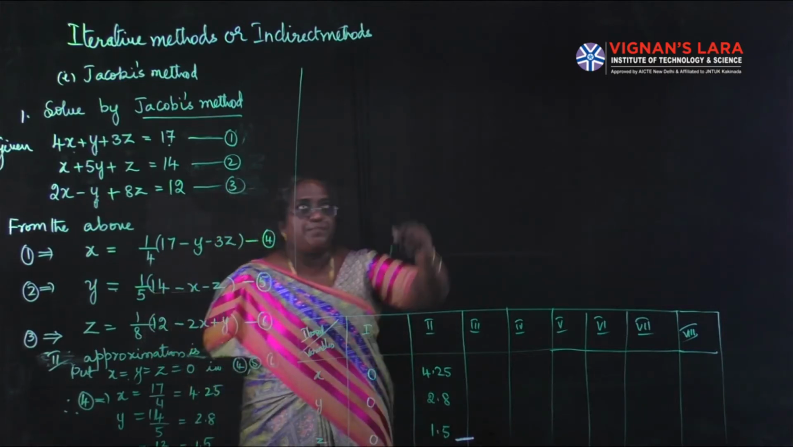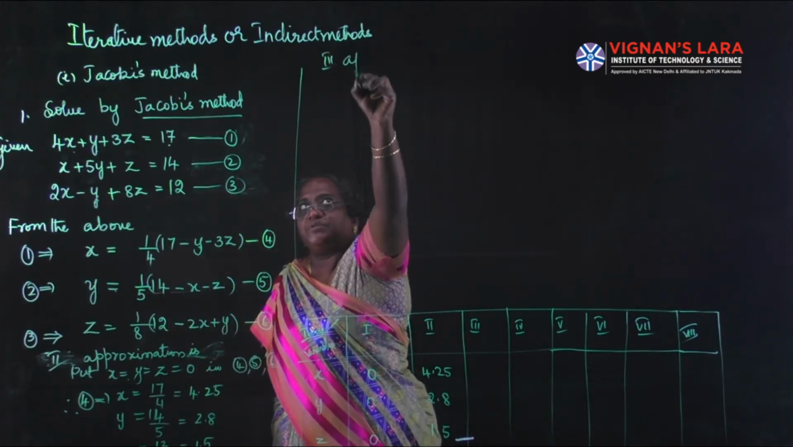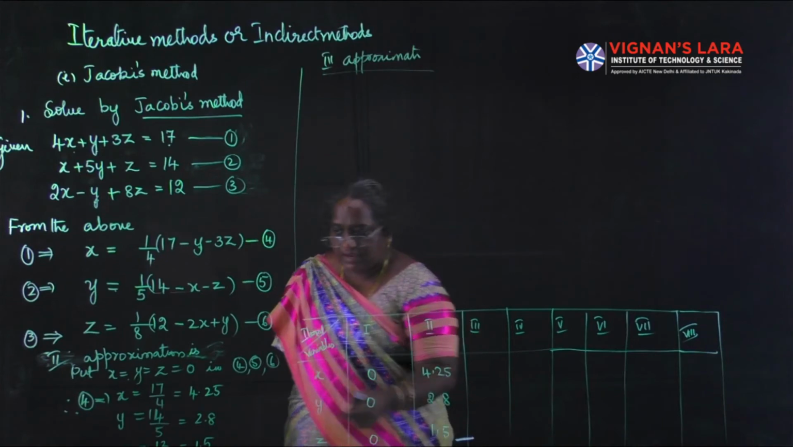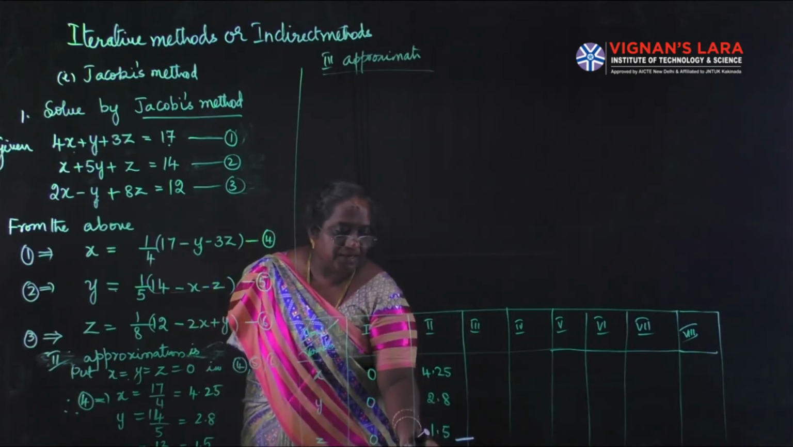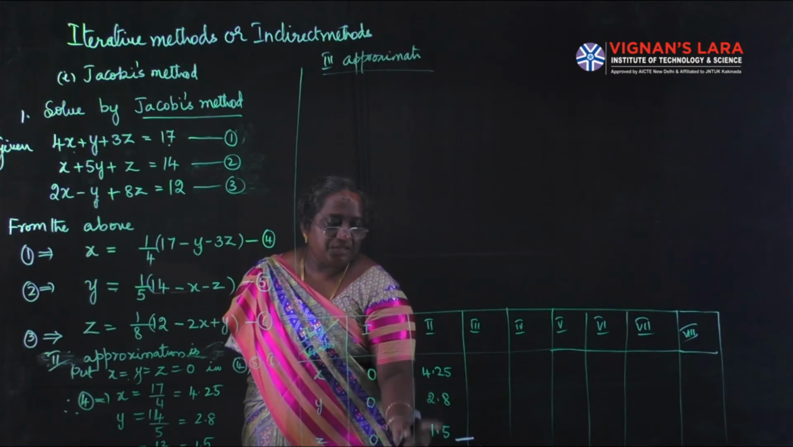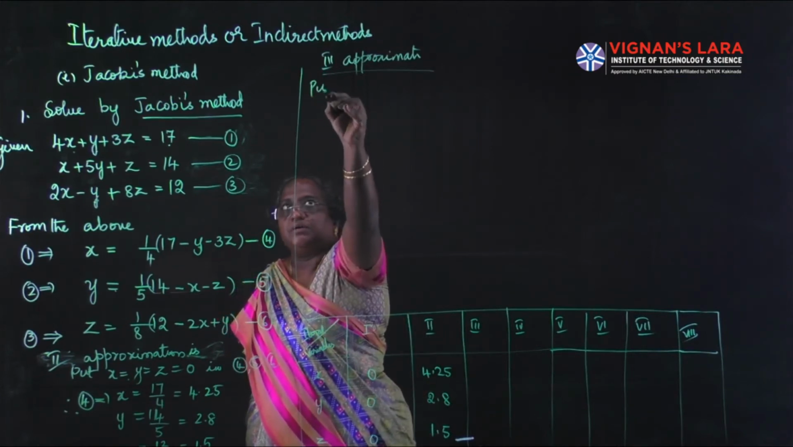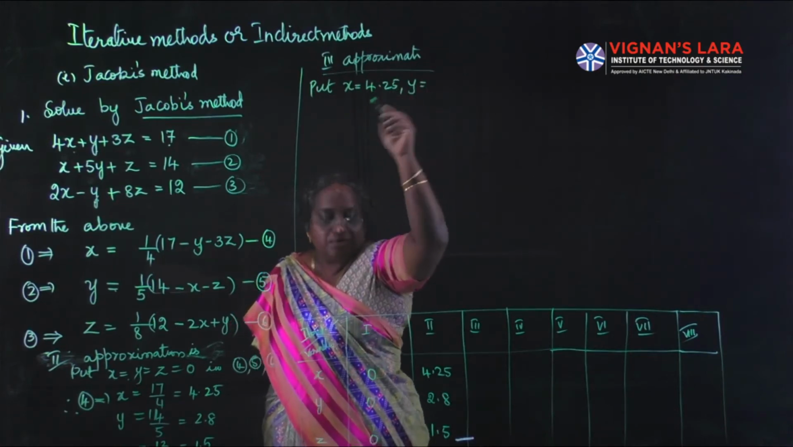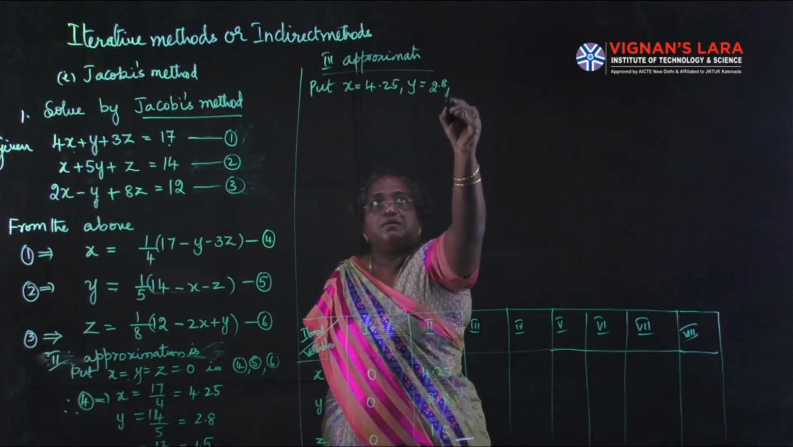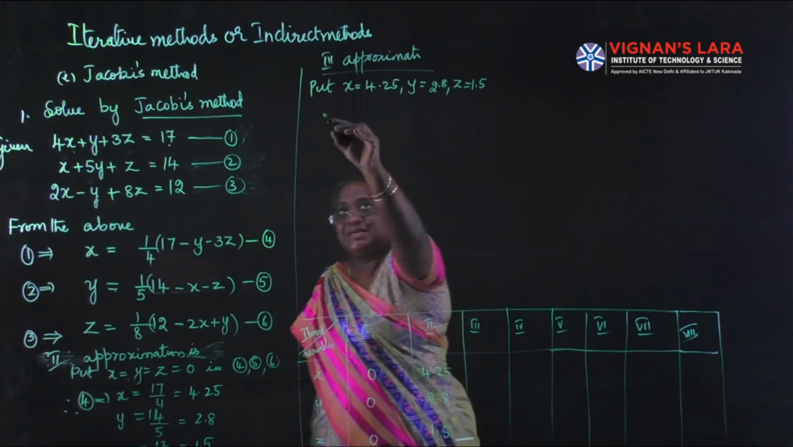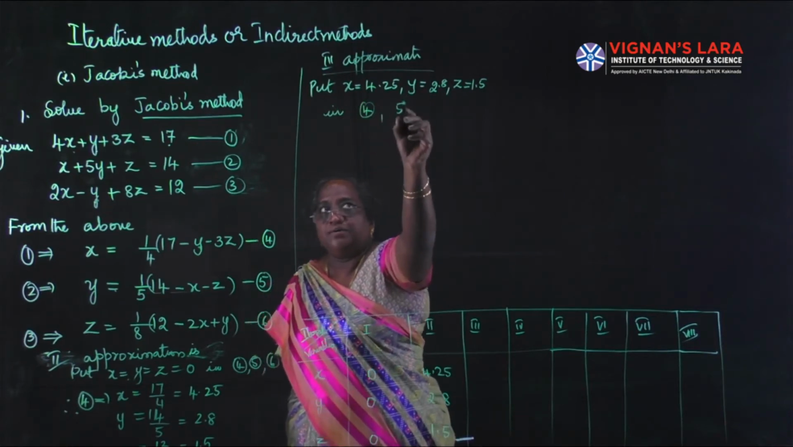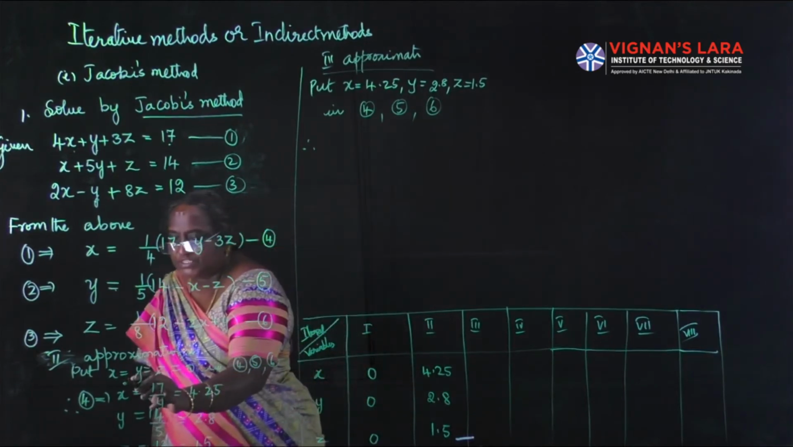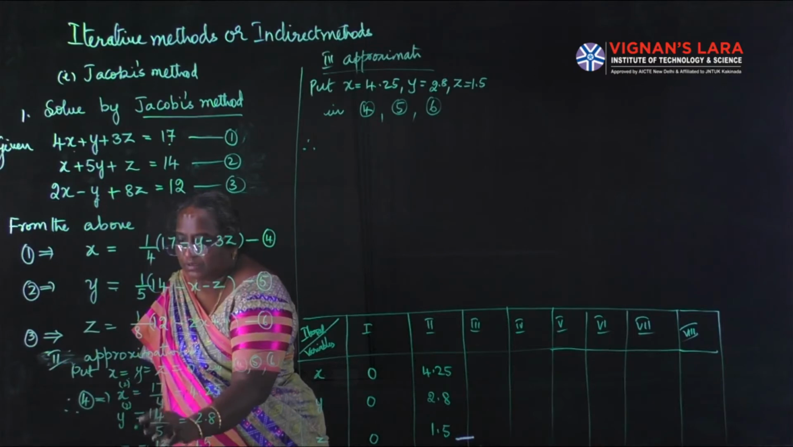Now for the third approximation. Wherever x, y, z values are there, you have to take these values. Put x is equal to 4.25, y is equal to 2.8, z is equal to 1.5 in equations 4, 5, 6. So here we can write, this is the second approximation.